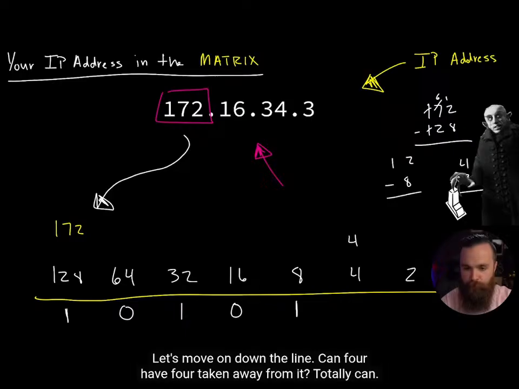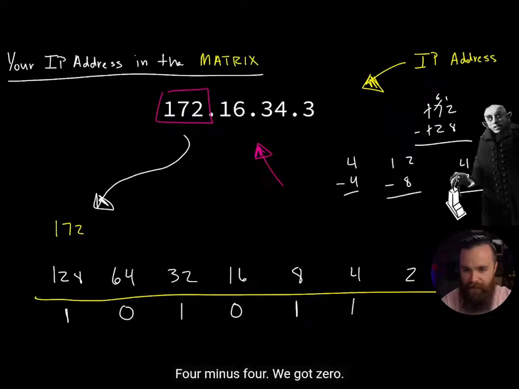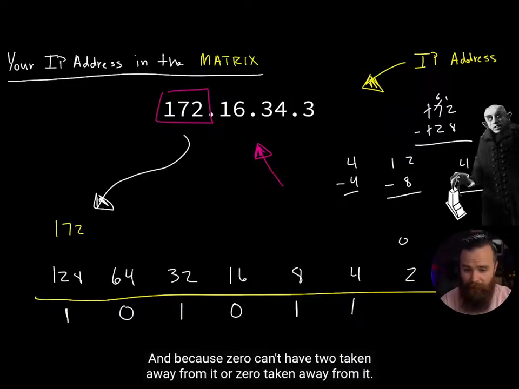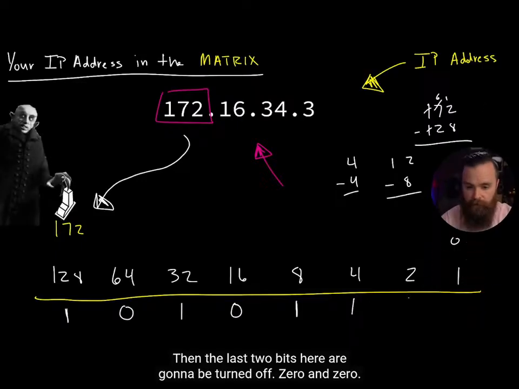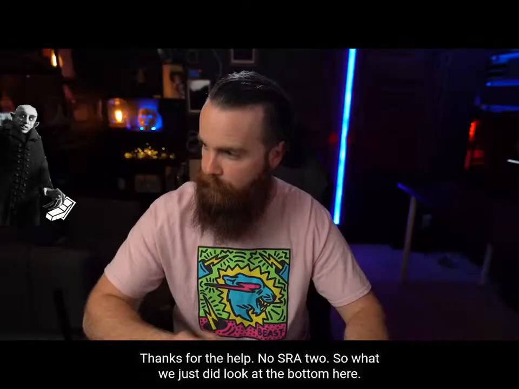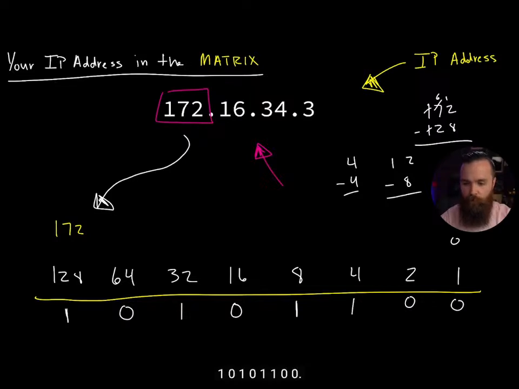Can 4 have 4 taken away from it? Totally can. Nosferatu, turn it on. And then if we do our math, this one's an easy one. 4 minus 4, we got 0. And because 0 can't have 2 taken away from it or 1 taken away from it, then the last 2 bits here are gonna be turned off. 0 and 0. Thanks for the help, Nosferatu. So, what we just did, look at the bottom here. 10101100. We just converted the number 172 to binary.